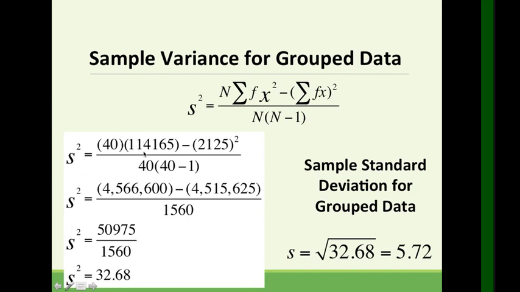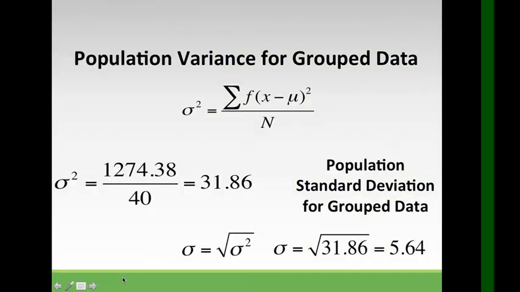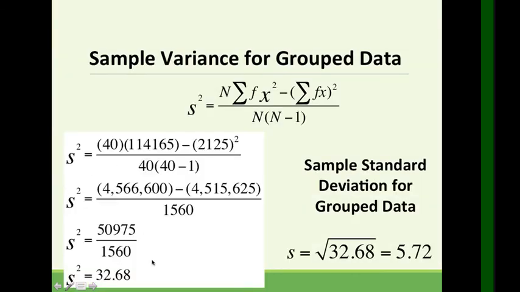40 times 114,165 is 4,566,600. And for the 2,125 squared, we have 4,515,625. I-subtract mo yung dalawa, makukuha mo 50,975, and i-divide mo siya sa 1,560, you will get 32.68. So, kung titignan natin ang sample variance for group data, hindi siya ganun kalayo ang score niya dito sa ating 31.86 na population variance.